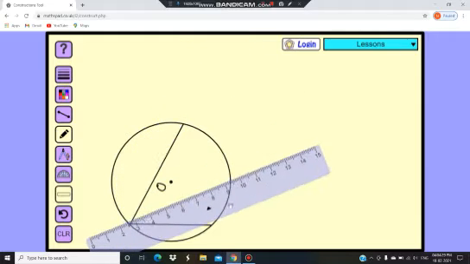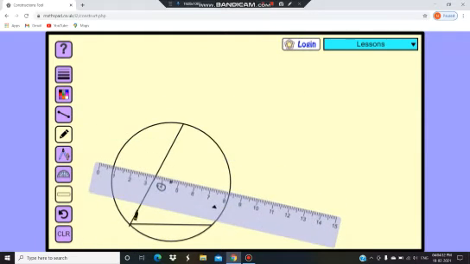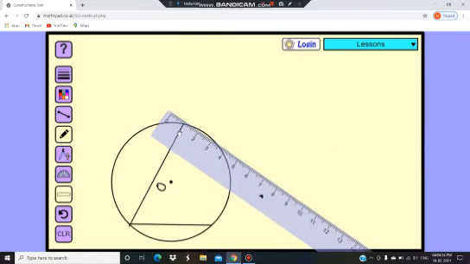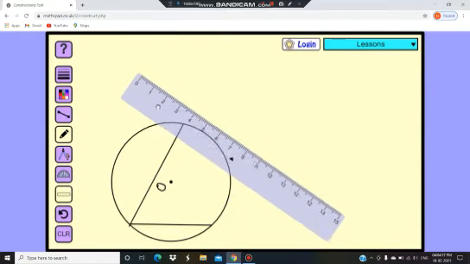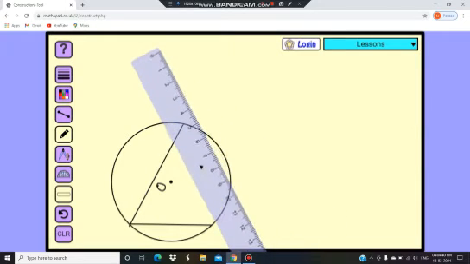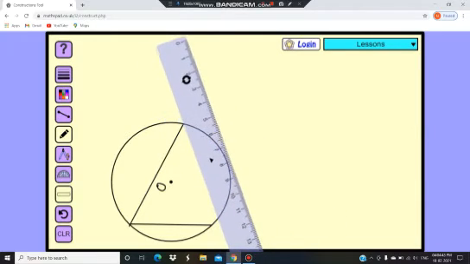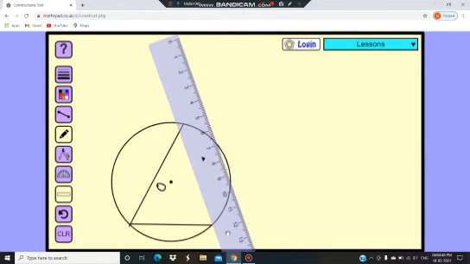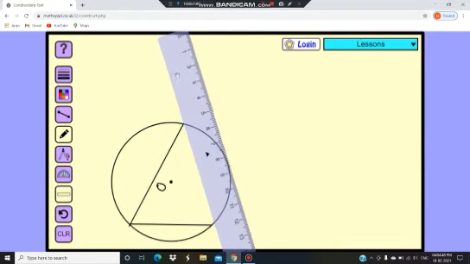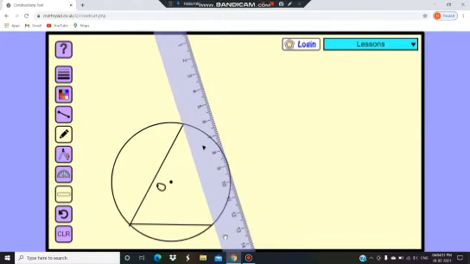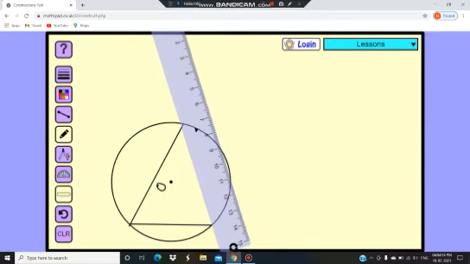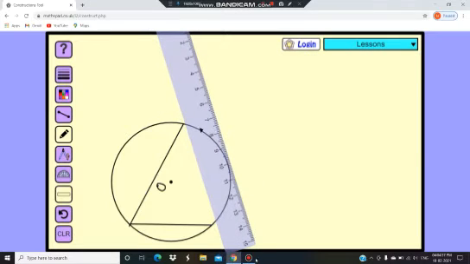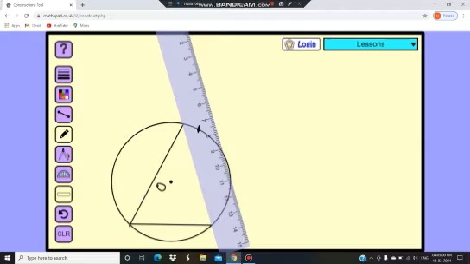In the same way we have to make the third side of the triangle. We have to join this. So like that we have to make one triangle.